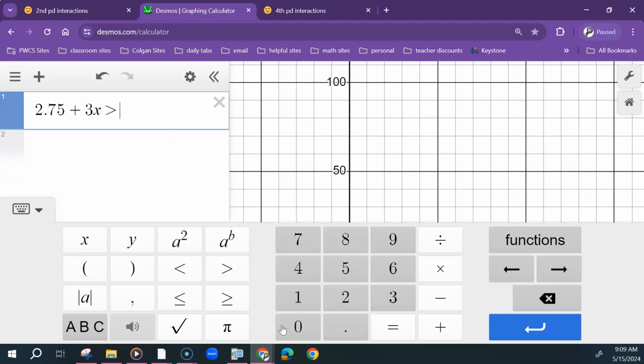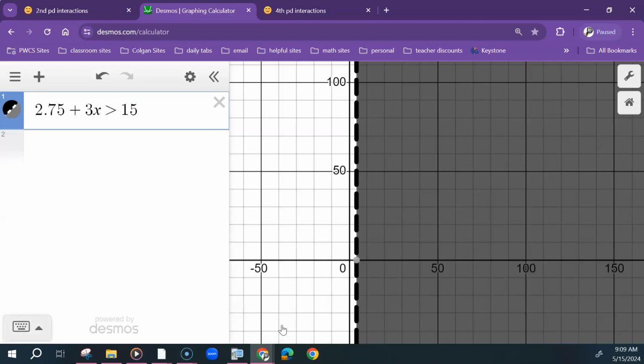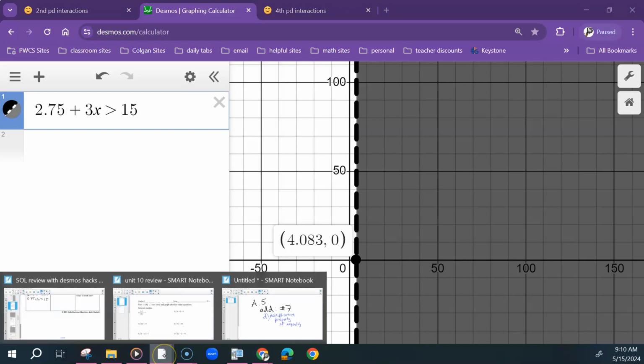And we're talking more about that. So, could we have 4.083 of a taco? No. So then we have to decide, would we round up or round down so that he spends more than $15? Because if you round it down, he wouldn't spend the $15. So we're going to round up to 5.